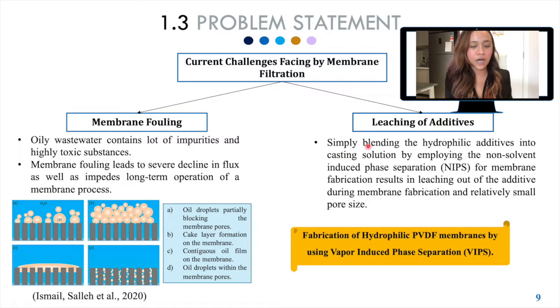Simply blending hydrophilic additives into the casting solution by employing non-solvent induced phase separation for membrane fabrication results in leaching out of the additive during membrane fabrication and relatively small pore size. Therefore, this research explores fabrication of a hydrophilic PVDF-based membrane using PVP as the hydrophilic additive by using the VIPS technique. The VIPS method is expected to provide an additional degree of freedom in tuning the surface property of the resulting membrane.